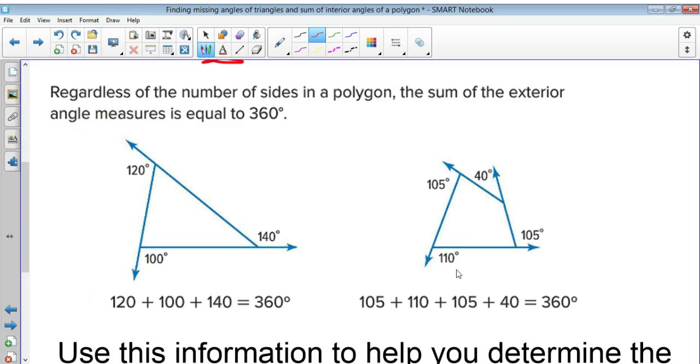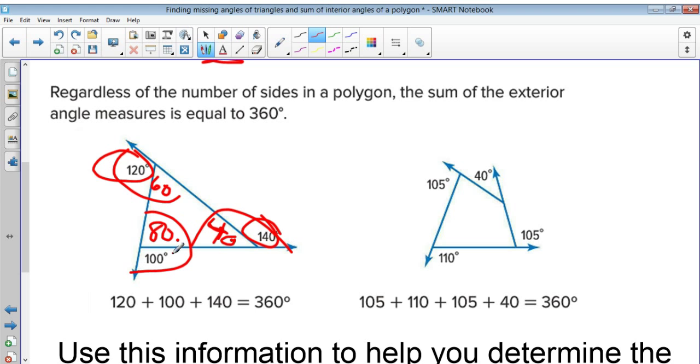So here, this is going to be 60, 40, 40, because they make linear pairs. That's how I'm calculating it. 180 minus 120 is 60. 180 minus 140 is 40. 180 minus 100 is 80. When we look at these exterior angles, the ones that make the linear pairs, and we add those up, they equal 360. The same thing happens when I have a quadrilateral. When we add them up, they make 360.